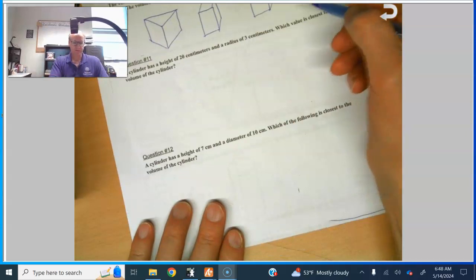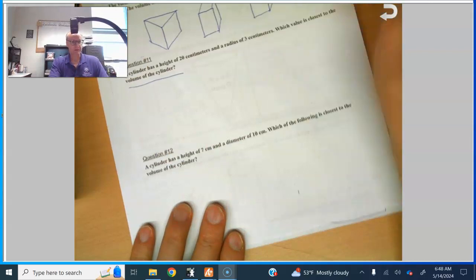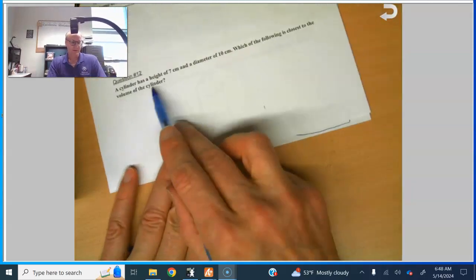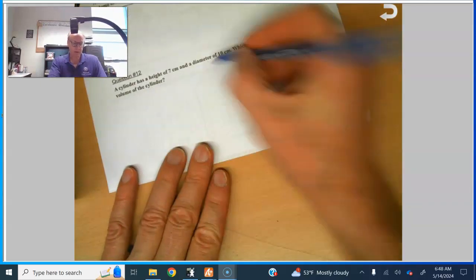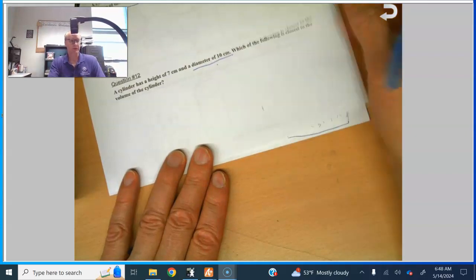Cylinder has a height of 20 centimeters and a radius of 3. Again, you're going to find the volume of the cylinder. We should be pretty good at that. Number 12, you've got a height of 7 and a diameter of 10. Obviously, you don't want the diameter, you want the radius to find the volume.